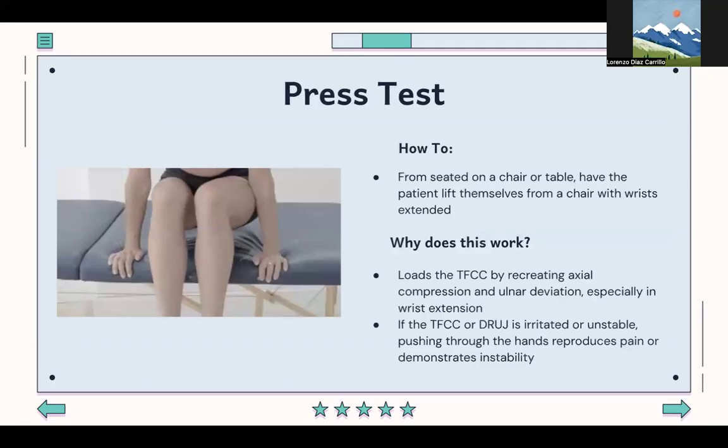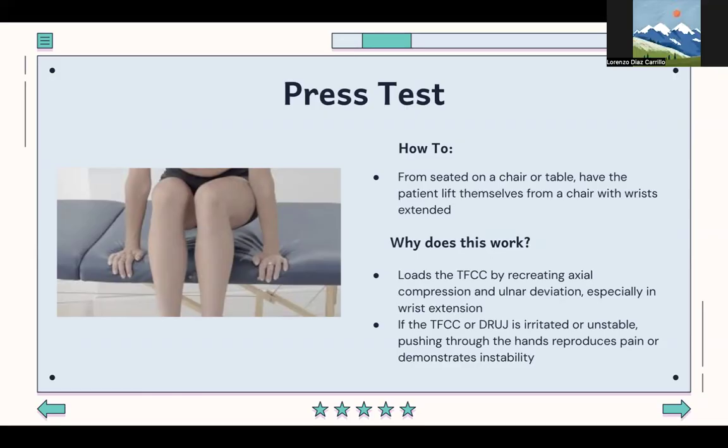Next, we have the press test. This one's pretty simple. From a seated position on a chair or perhaps a table, you have the patient lift themselves from the chair with wrist extended. It's a simple yet useful tool as it mimics real life functional movement that places stress on the ulnar side of the wrist.